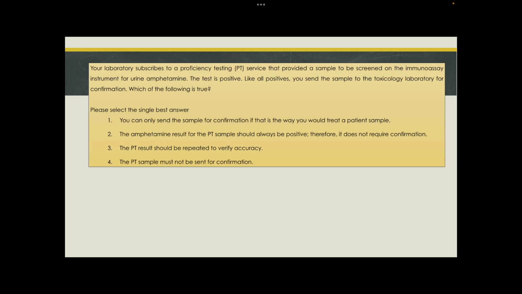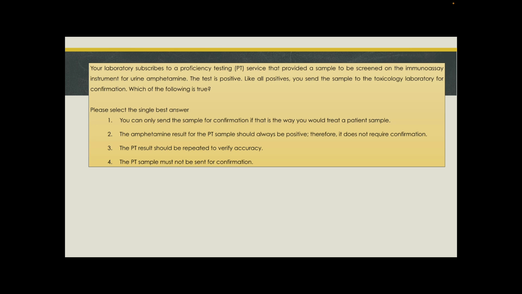Your laboratory subscribes to a proficiency testing (PT) service that provided a sample to be screened on the immunoassay instrument for urine amphetamine. The test is positive. Like all positives, you send the sample to the toxicology laboratory for confirmation. Which of the following is true? Please select the single best answer.